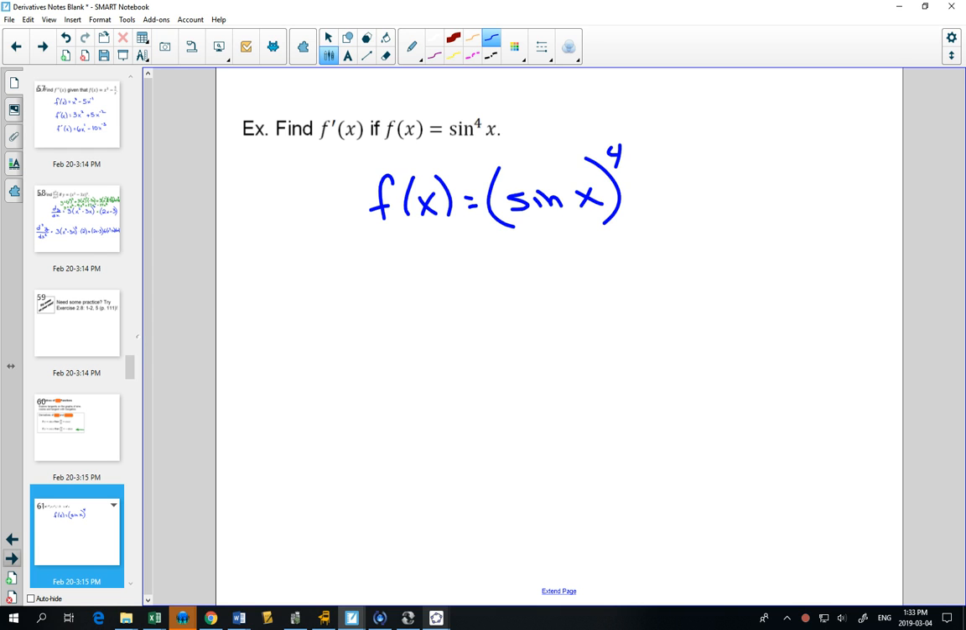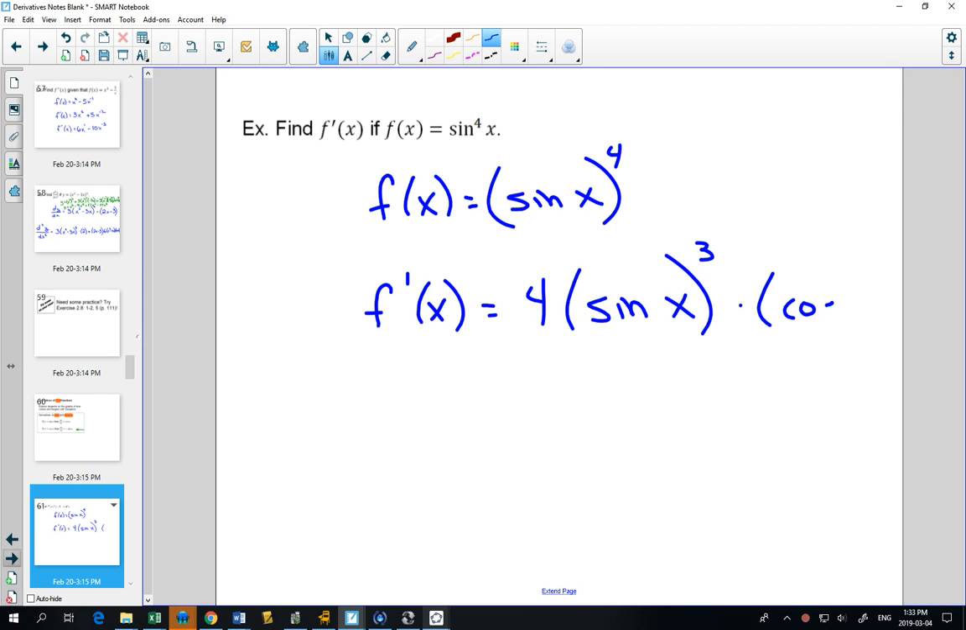And so how do we do our chain rule? We do the derivative of our outside function, keep the inside the same, subtract 1 from the exponent, and then multiply by the derivative of the inside. Is the derivative of sine positive cos or negative cos? Positive cos.